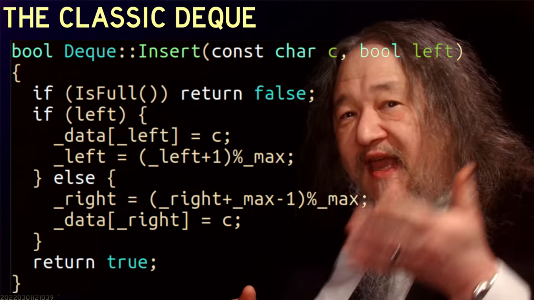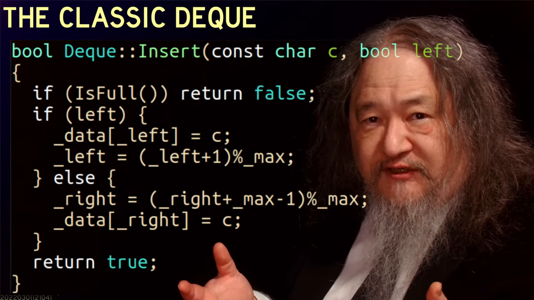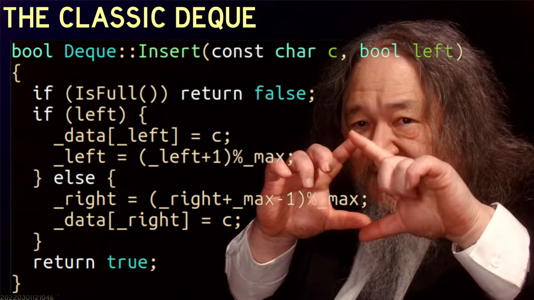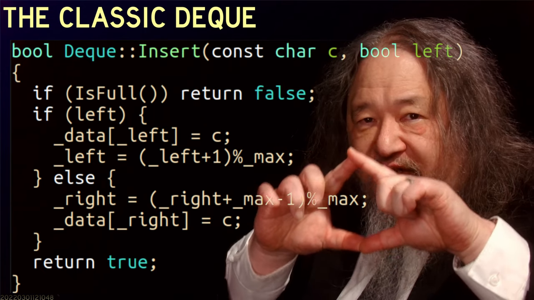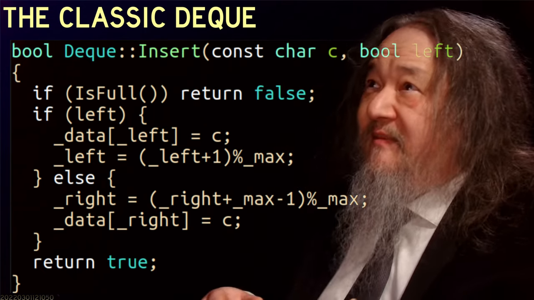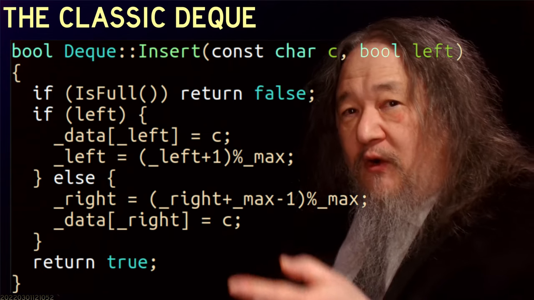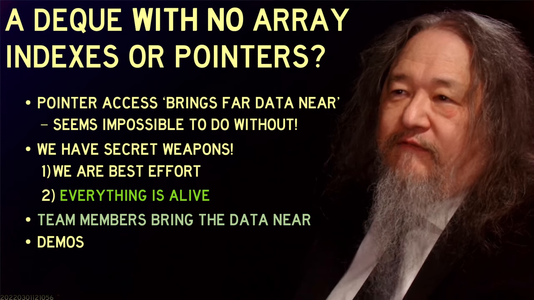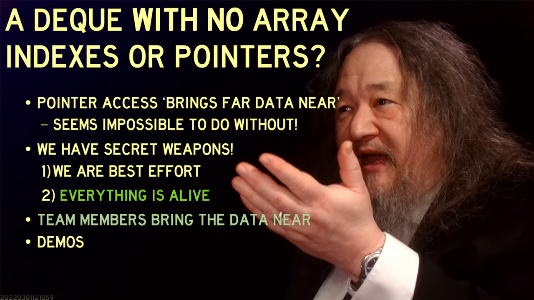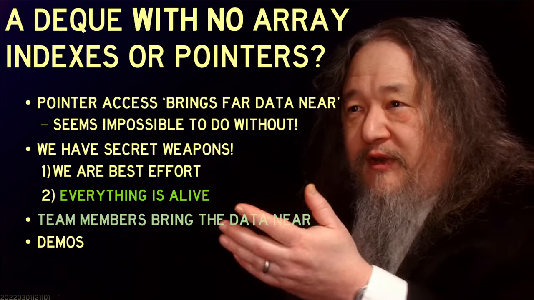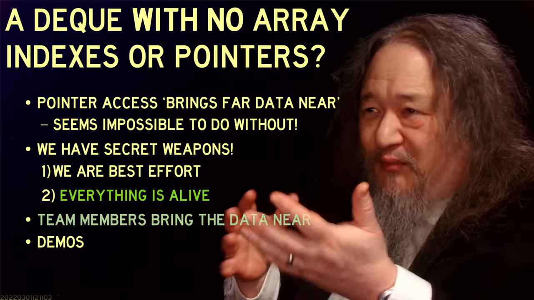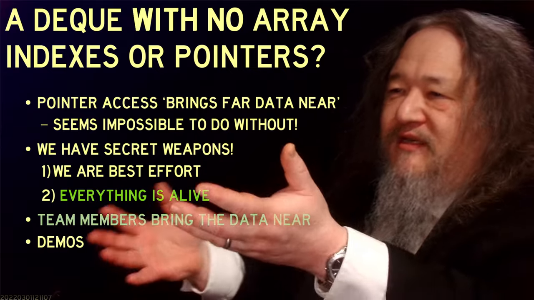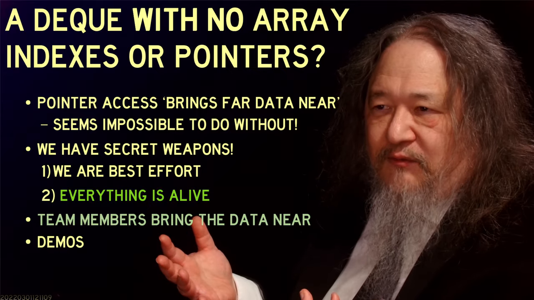That's exactly what we cannot do in the movable feast machine, in our asynchronous fallible cellular automata, where we only have tiny little local connectivity, that's all we can see. And we keep saying it's a good thing, but then how are we going to do the equivalent of leaping out and getting stuff arbitrarily? So how do you make a deck with no array indexes, no pointers? Really, array indexes and pointers, under the hood, amount to about the same thing. And pointer access brings far data near. Well, it seems like what you have to do.